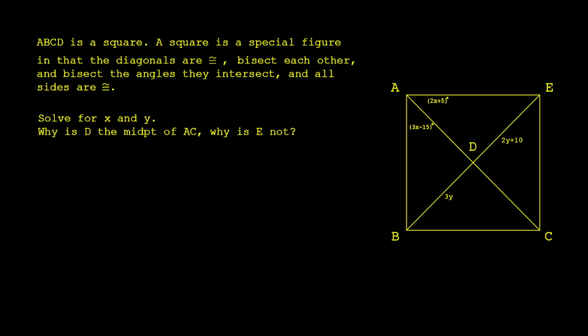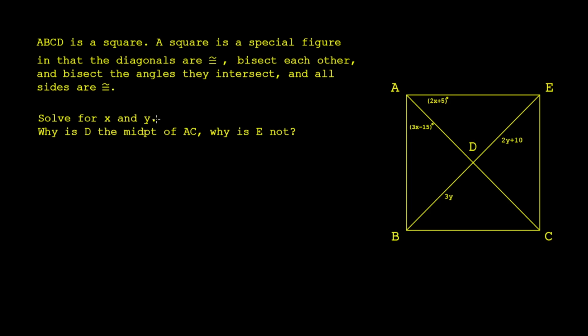This video will continue doing algebra from geometry, the geometry right here. First, reading here. ABCD is a square. A square is a special figure in that the diagonals are congruent, bisect each other, and bisect the angles they intersect, and all sides are congruent. We won't need to know all of that information, but you have not learned squares yet, so best to give you all the information, and you can choose the parts that you need.